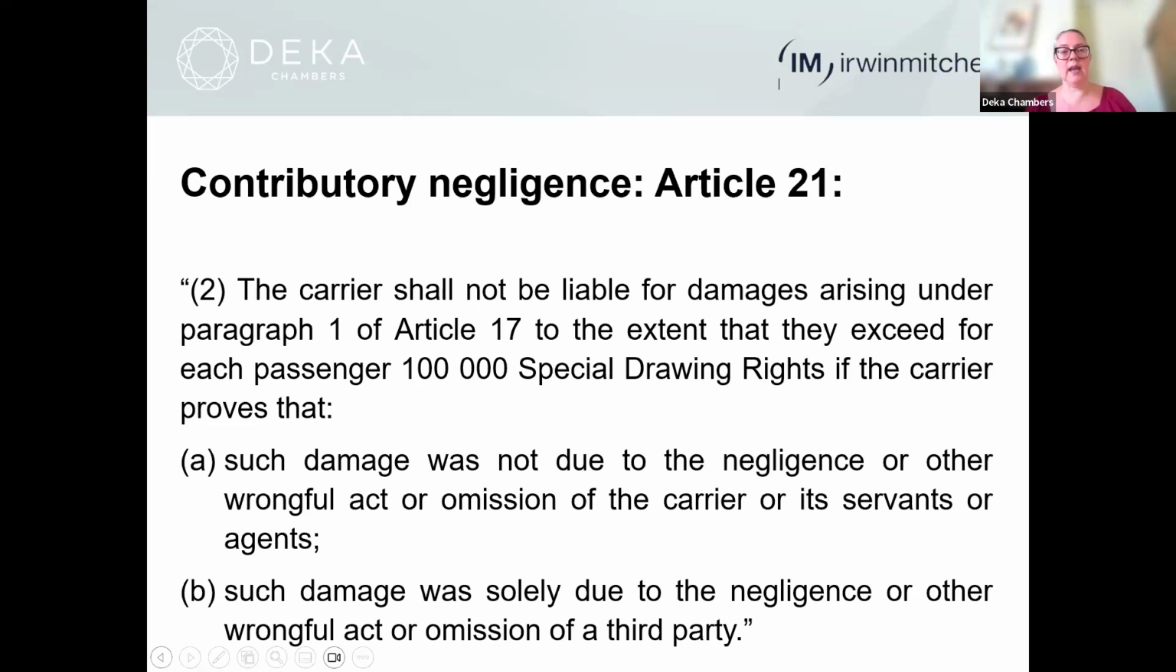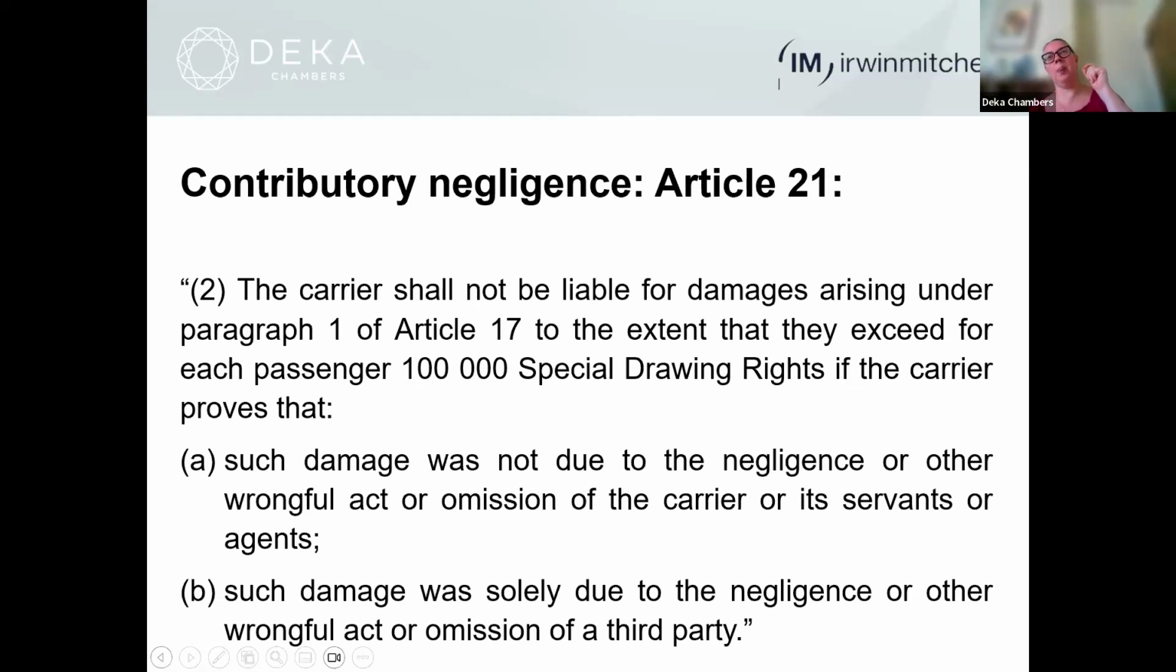That's something we understand. But Article 21.2, these questions of can you prove A or B, can you ever prove A or B as a carrier? Well, A, you need to prove it, we weren't negligent, we did nothing wrong. B, you need to prove it was solely due to somebody else. It wasn't us at all. There's been a very recent case in relation to the shooting down of an aircraft in relation to terrorist acts.